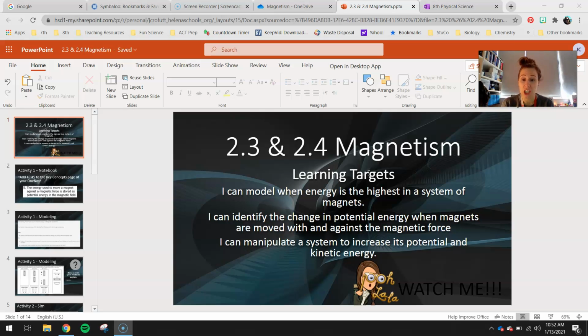Okay, I can identify the change in potential energy when magnets are moved with and against the magnetic force. So we're definitely going to talk about what that means if we're moving something with a force, because that looks different in an attracting system of magnets versus repelling magnets, and again, against that magnetic force.